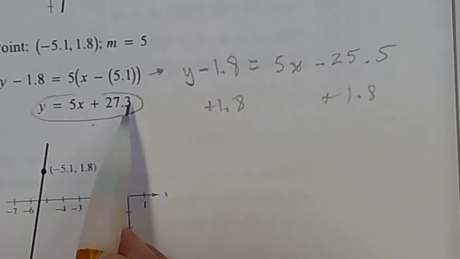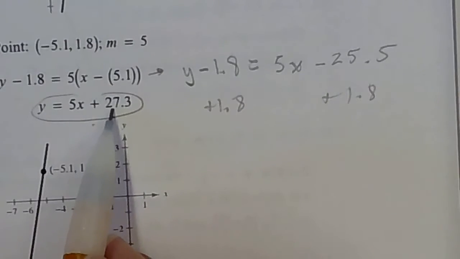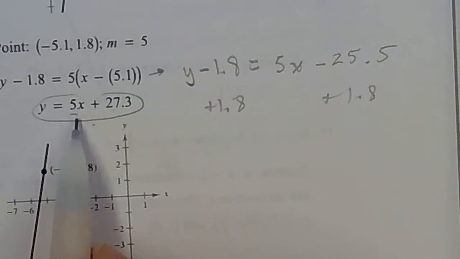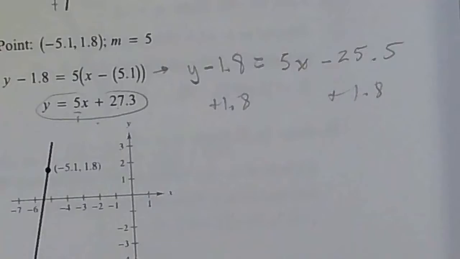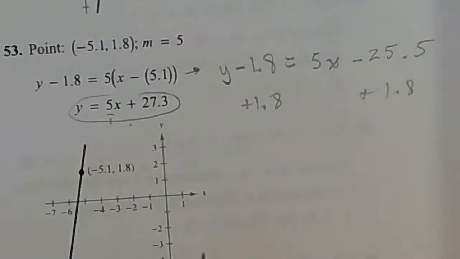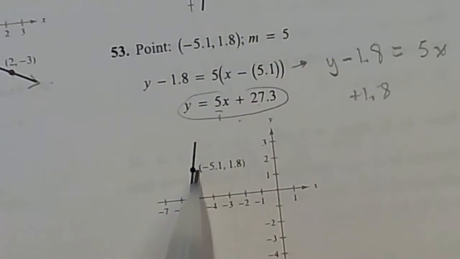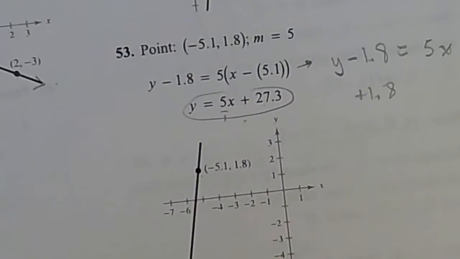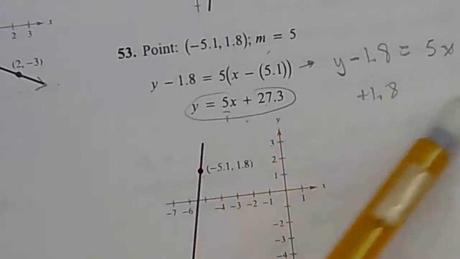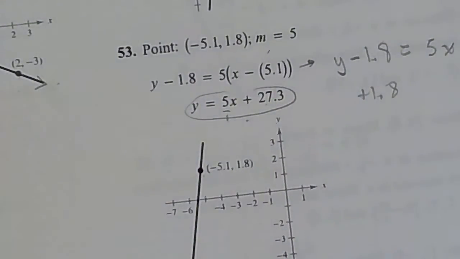Okay, that's a high y-intercept, so I guess it's up to you how you decide to graph it. You can go up to the y-intercept of 27.3 and then do a slope of 5 over 1. Or you can plot the point they give you and try to do a slope of 5 over 1 from there. The graphs aren't usually that far off the coordinate plane, though.